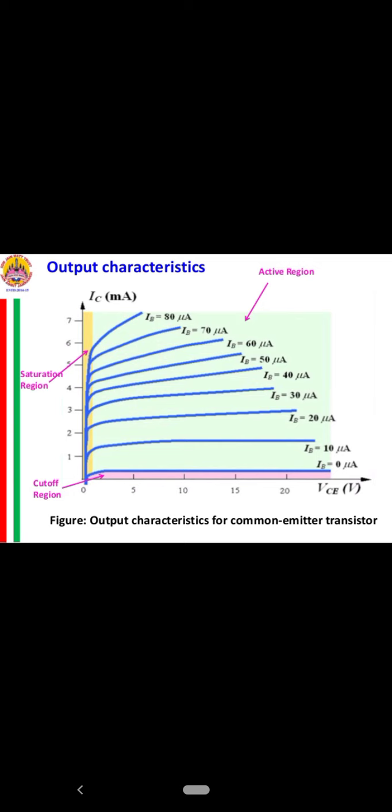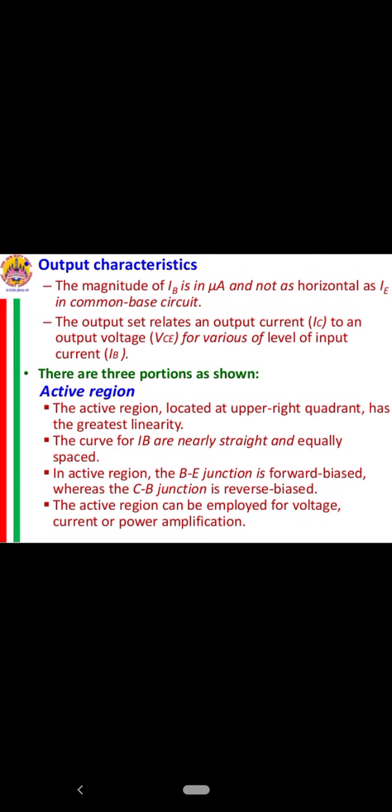The uppermost curve is for IB equal to 80 microampere and the lowest curve is for 0 microampere IB value. The magnitude of IB is in microampere and not milliampere as IE. In the common emitter circuit, the output set relates an output current IC to an output voltage VCE for various levels of input current IB. There are three portions as shown.